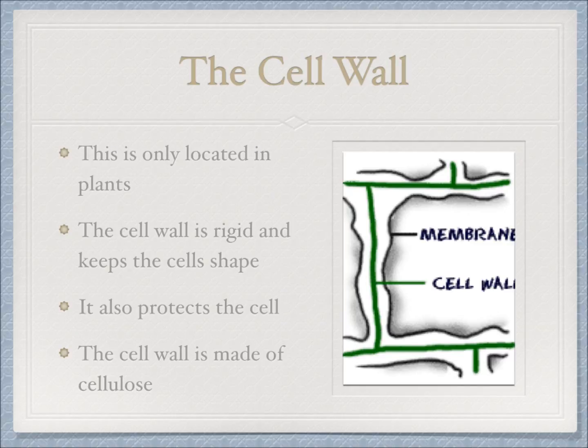The cell wall. This is only located in plant cells. The cell wall is rigid and keeps the cell shape. It also protects the cell, and the cell wall is made of cellulose. As you can see on the picture on the right, there's a cell membrane and then there's a cell wall, which keeps a rigid shape.